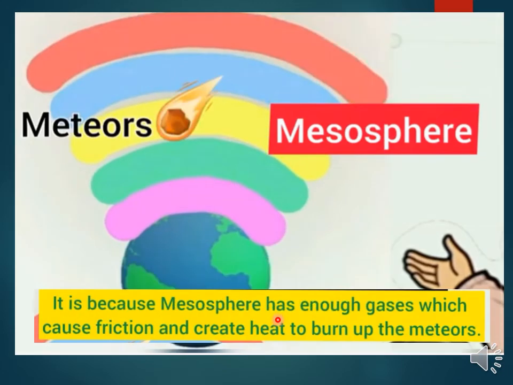Now in this layer, meteors burn up. It is because the mesosphere has enough gases which cause friction and create heat to burn up the meteors, and that is why it prevents the meteors from hitting the Earth's surface. So you see the importance of this layer.